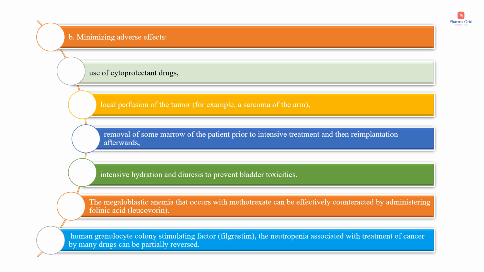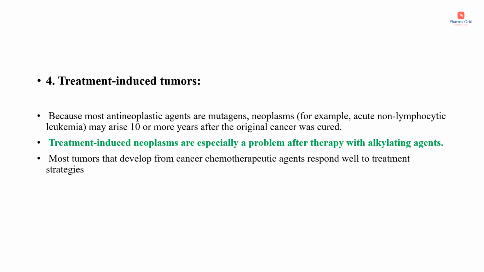Now we will see treatment-induced tumors, because most anti-neoplastic agents are mutagens. Neoplasms, for example, acute non-lymphocytic leukemia, may arise 10 or more years after the original cancer was cured. Okay, so from the name itself, it's clear that there are certain chemotherapeutic treatments that can induce tumors after certain years. These types of tumors may arise 10 or more years after the original cancer was cured.